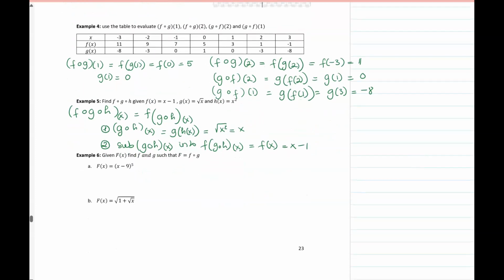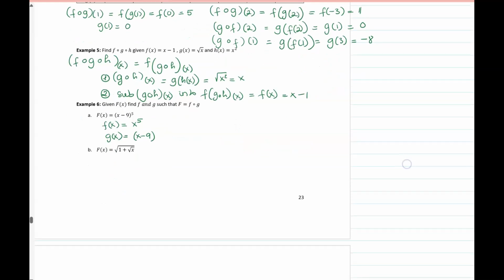So we can combine functions together. We can also break them apart. Given capital F of x, we want to find f and g such that F equals the composition of f and g. Note that here I can split the function into two parts. f of x is equal to x to the fifth, and g of x is equal to x minus 9. I can do the same for the next one. f of x is equal to square root of x, and g of x is equal to 1 plus square root of x.